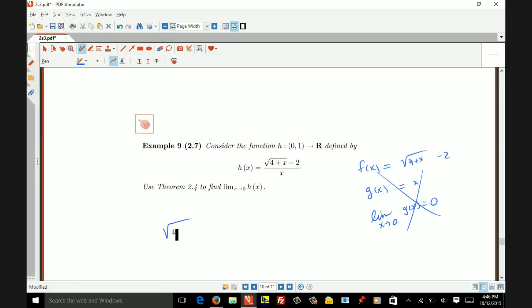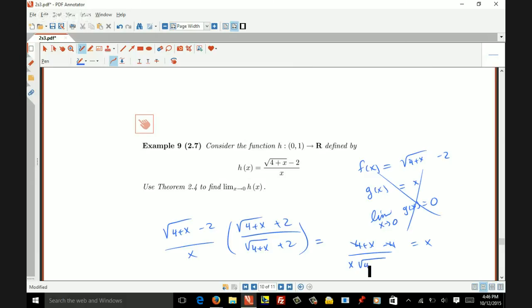So what should we try then? Do you remember what they did? They rewrote it, multiplying by the conjugate, square root of 4 plus x plus 2. And now in the numerator, what does this become? 4 plus x minus 4. So you get an x divided by, in your denominator, x times the square root of 4 plus x plus 2.